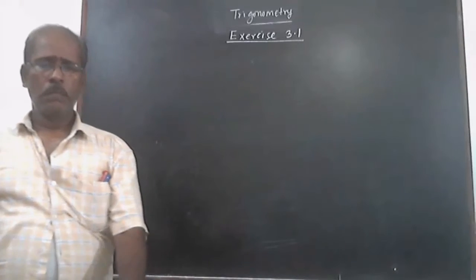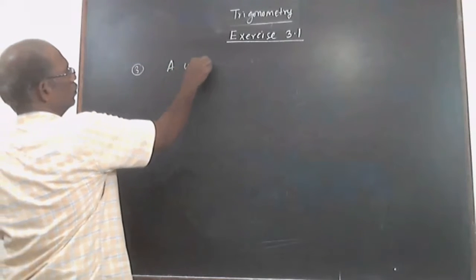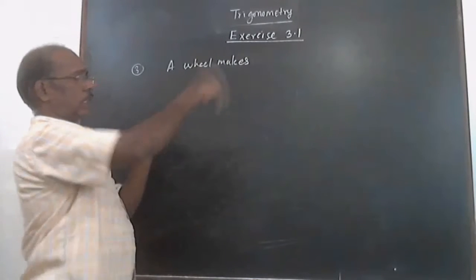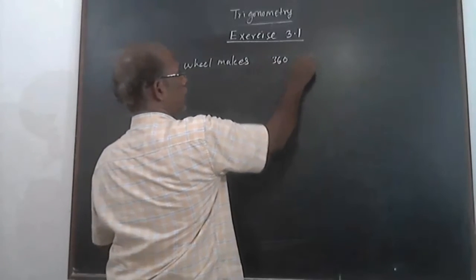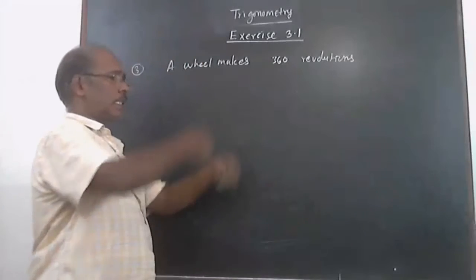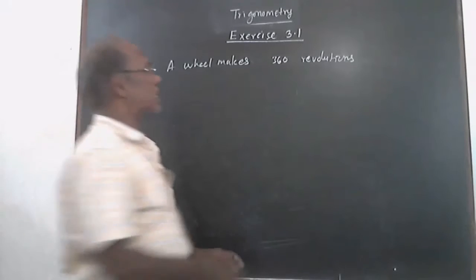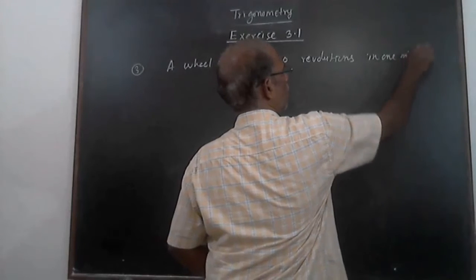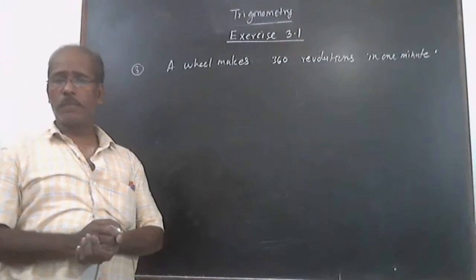Third question: a wheel, it is circular in shape, makes 360 revolutions, 360 times revolution in 1 minute. This is the data. What is the actual question?